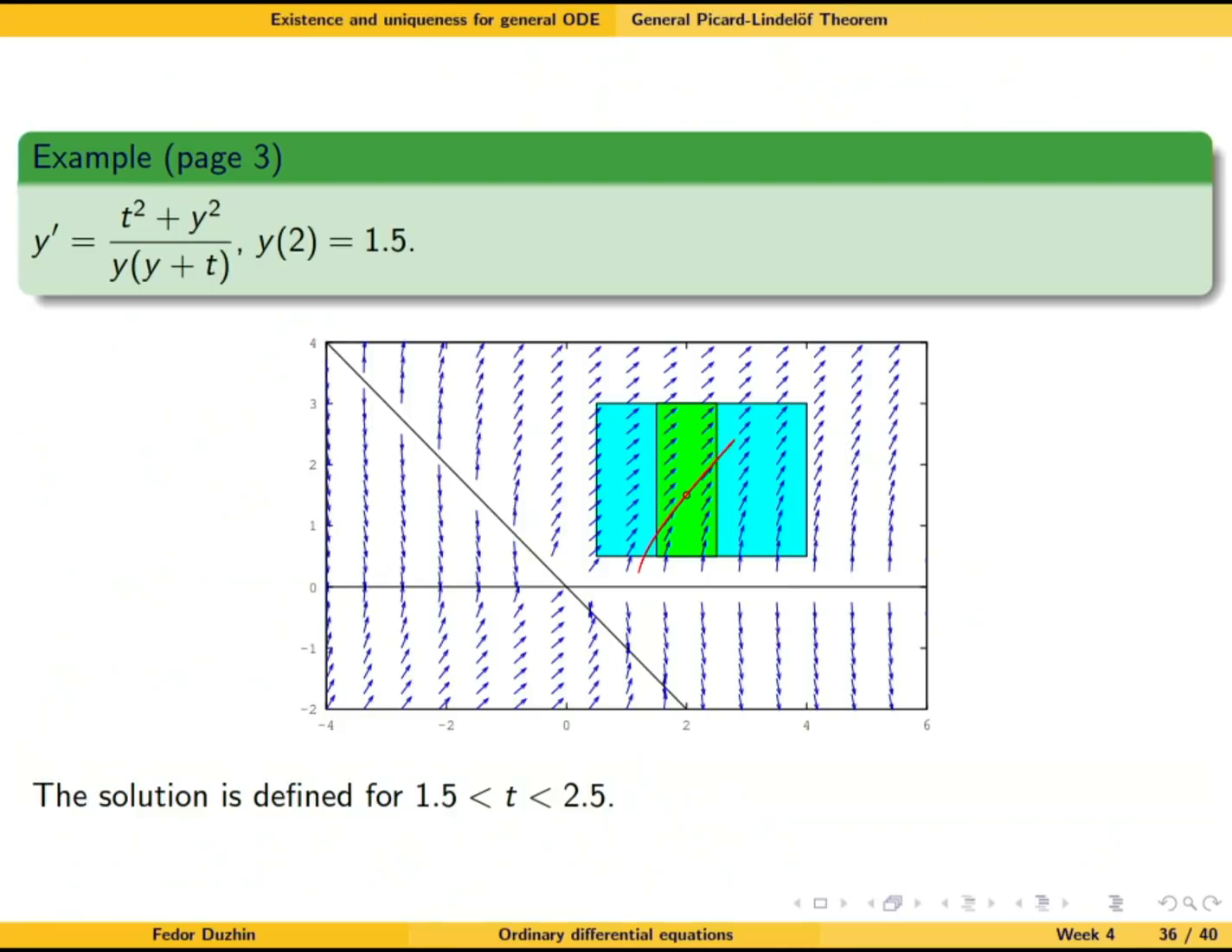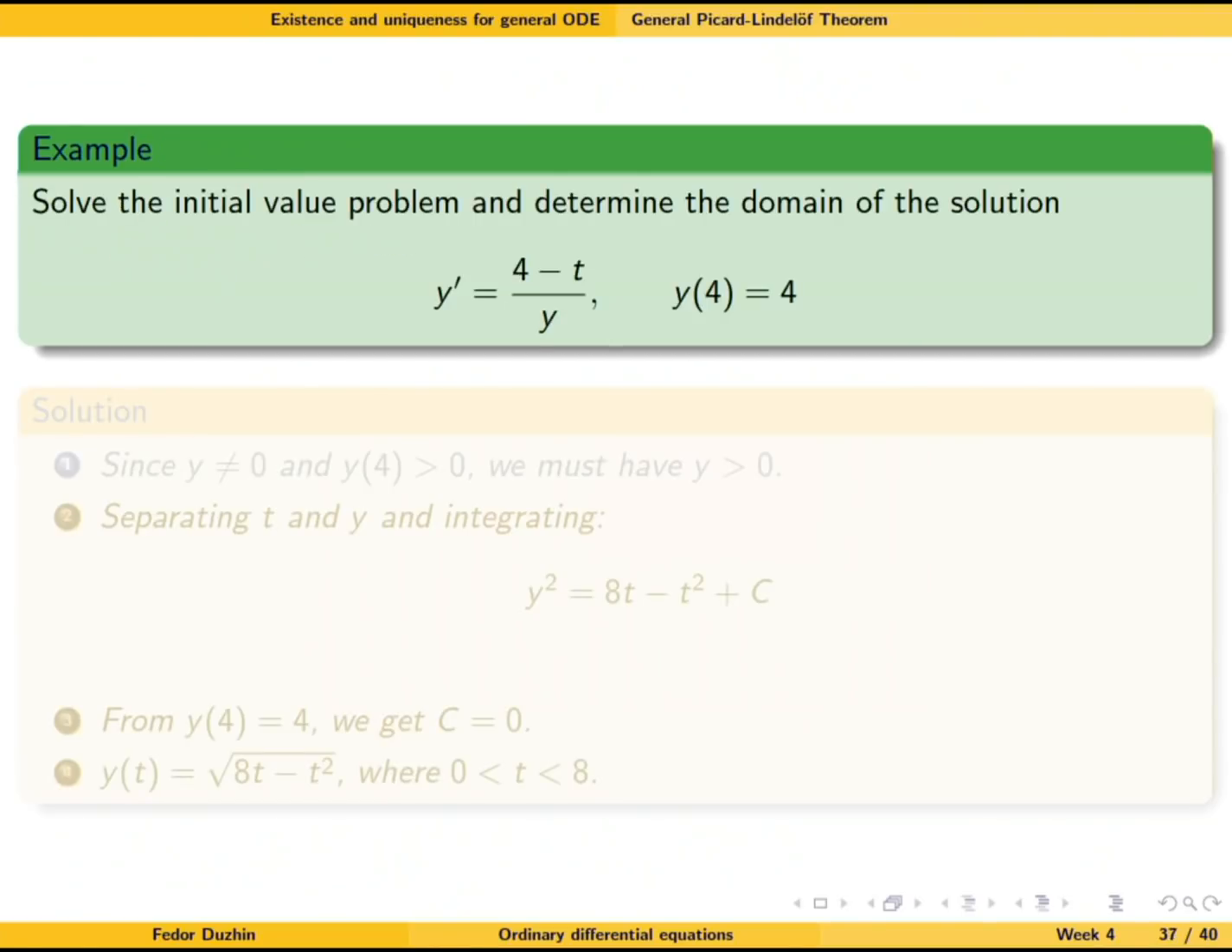But it is definitely defined on a smaller interval. And so that's what the theorem is about. So it tells us that the initial value problem always has a unique solution, but the domain of that unique solution may be smaller than the domain of the right-hand side in t. And so let's go through a couple of examples of how we can apply this in practice.